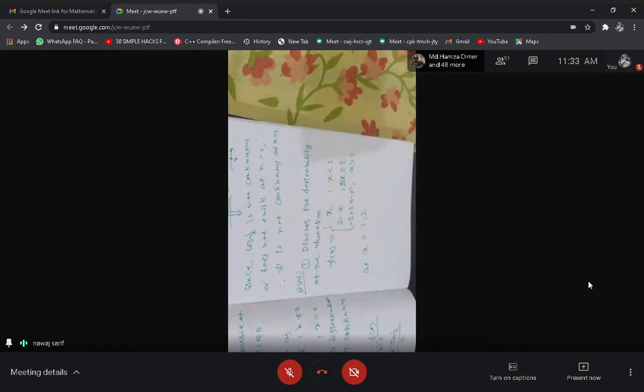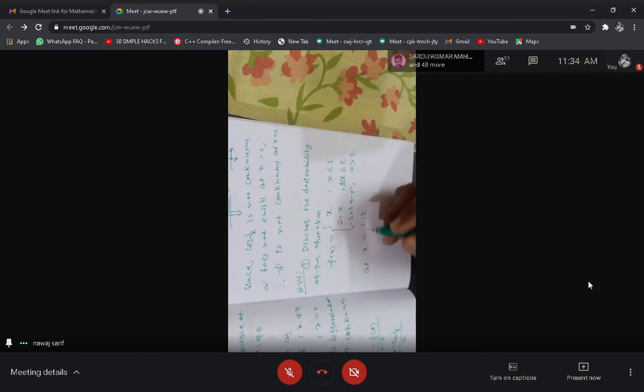So discuss the derivability of the function f(x) equal to x when x is less than 1, 2 minus x when 1 is less than or equal to x less than or equal to 2, and minus 2 plus 3x minus x square when x is greater than 2. You have to check the derivability of this function. How will you check? On left hand side, right hand side, limit. First of all, find the left hand derivative of this function at x equal to 1. Then find the right hand derivative at x equal to 1. Then similarly find the left hand derivative at 2 and right hand derivative at 2.